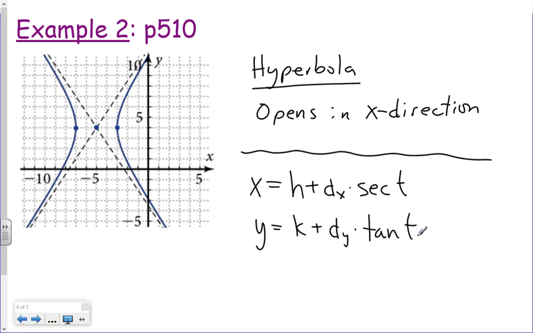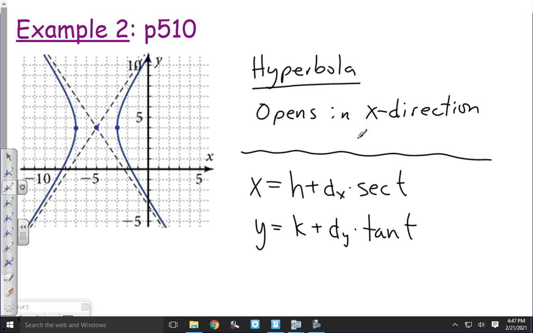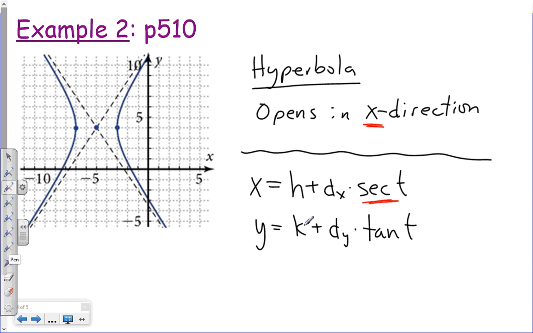Again, go back and refresh your memory on those formulas there to make sure you understand that there's two different formulas. And the question is really where does secant and tangent go? Since it opens in the x direction, that tells me that it's secant there. Maybe I should underline that for us there. It's going in the x direction, which is what's telling me that x has the secant.